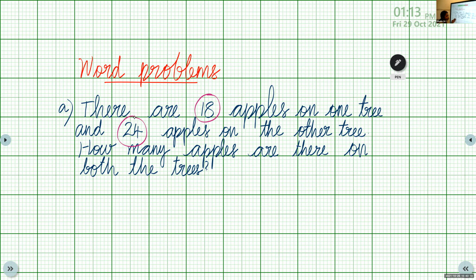Here we have to write the steps. So put your pencil down and listen to me. After writing the answer, I will give you time. So let's write the steps. Here we have to write how many apples are there on the first tree and how many apples are there on the second tree. Number of apples on the first tree. Not now, ma'am will give you time.